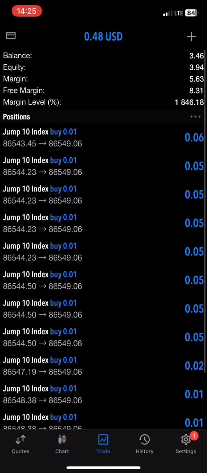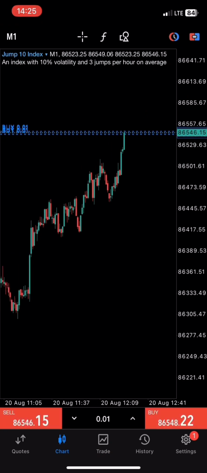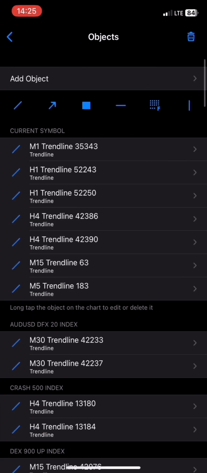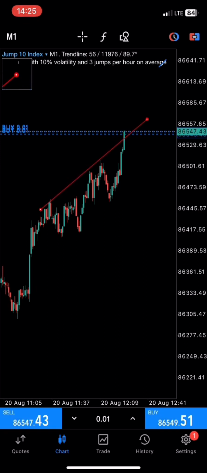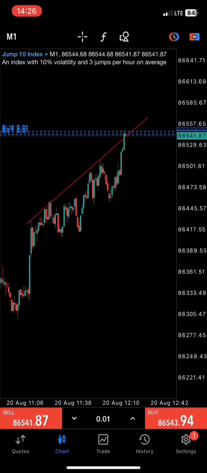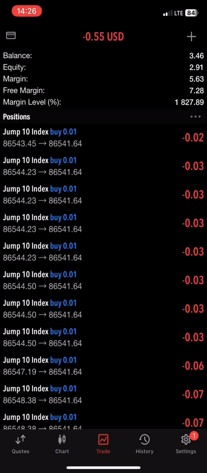So what you'd like to do with small accounts is to make sure that you get a sharp entry on your positions. Here I decided to go on 1 minute to get the sharp entry, because if you sharp entry on a higher time frame, obviously there will be a lot of floating, and you don't want that with a very small account. You would want to make as many profits as you can.